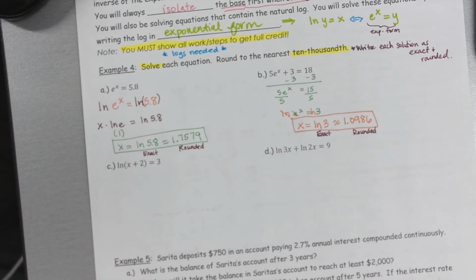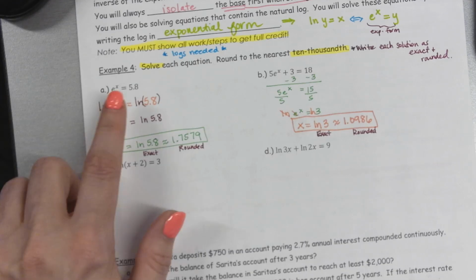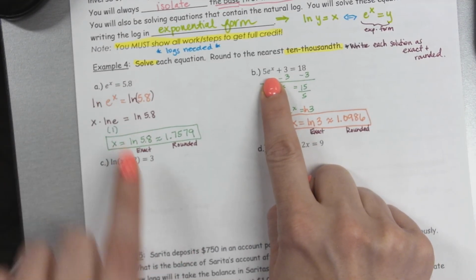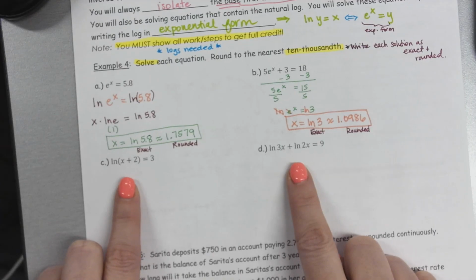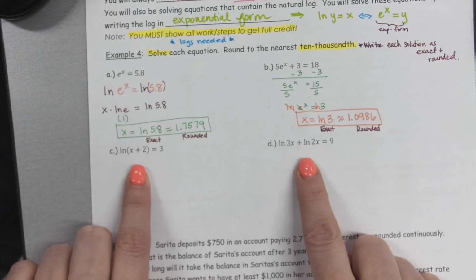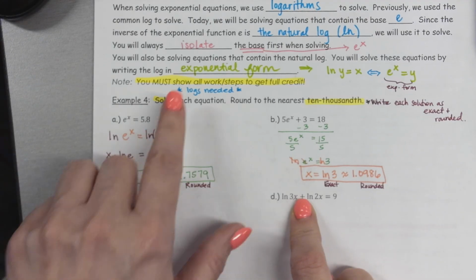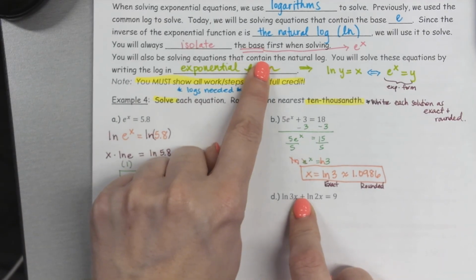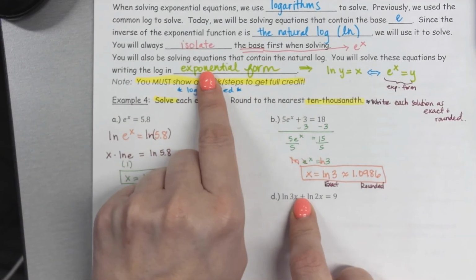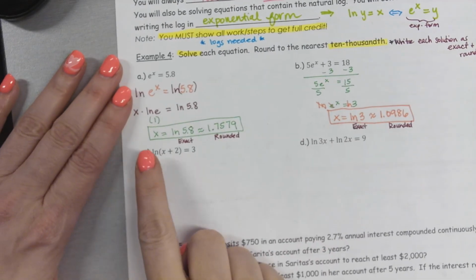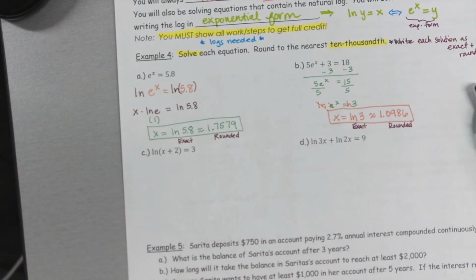All right, and then part C looks different. So A and B both have e to the x in them, right? Okay, what does C and D have in them? The natural log, right? So you don't have e, you have the natural log. So this says you're also going to solve equations that contain the natural log. You have to write these in exponential form. So that's what we're going to do with part C.